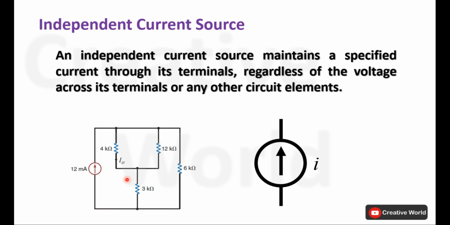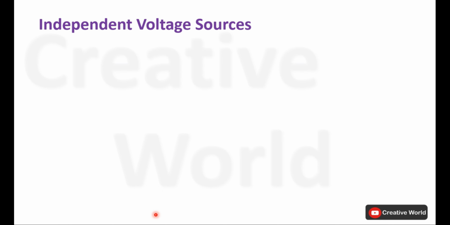This is the example of independent current source used in an electrical network. It will keep supplying 12 mA regardless of the configuration of this network. For example, if the resistance values are changed or their connections are changed, it will still supply 12 mA to this network. Next is independent voltage source.